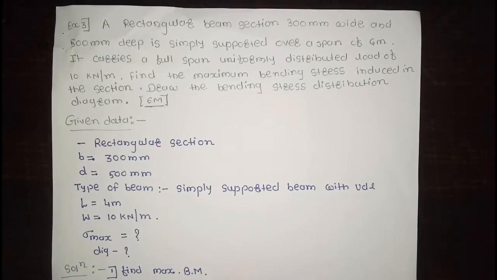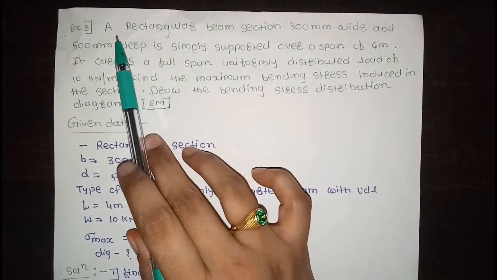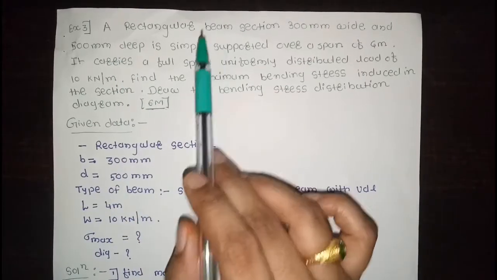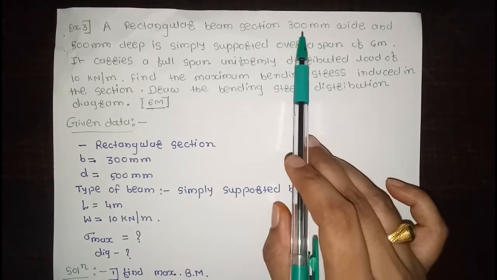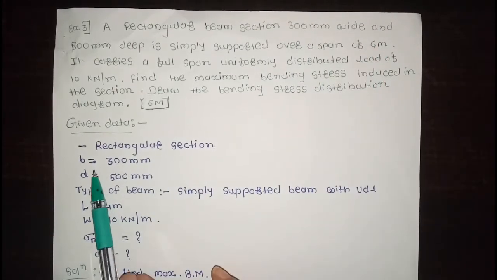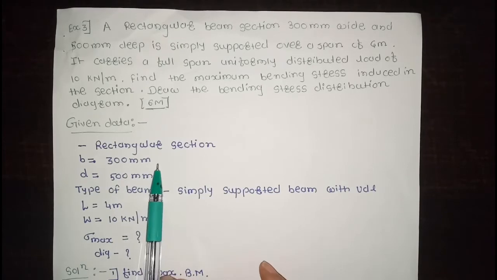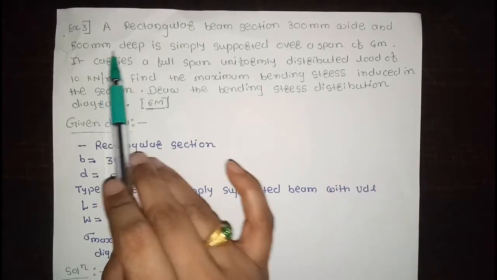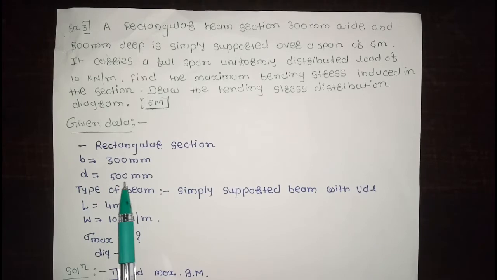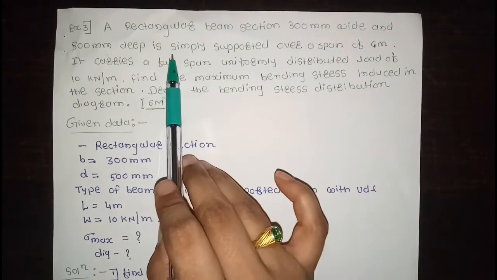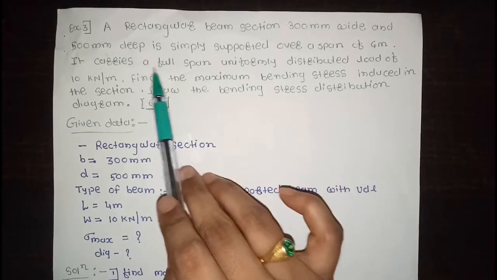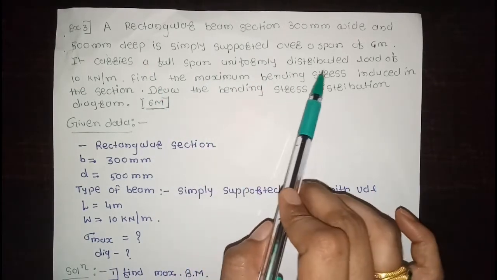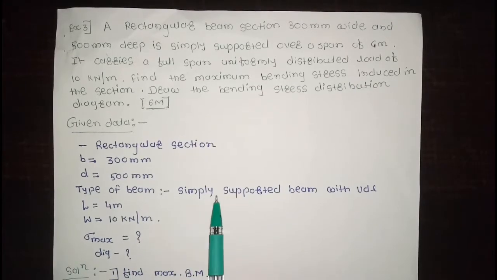Okay. In the given question, first read the first sentence. A rectangular beam section. Given section, name of section is the rectangular section. 300 mm wide, so B is equal to 300 mm. And 500 mm deep, so small d is equal to 500 mm. Is simply supported, type of beam. Simply supported with uniformly distributed load, means type of beam is the simply supported beam with UDL.